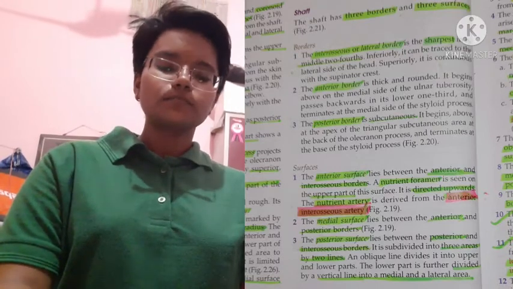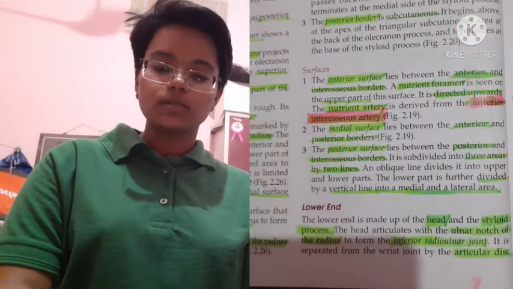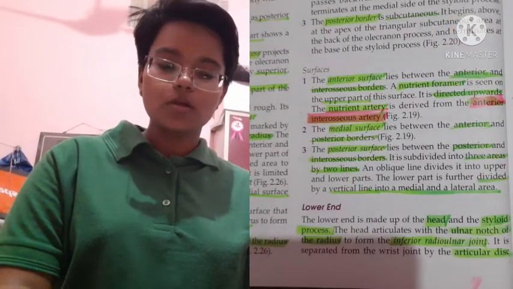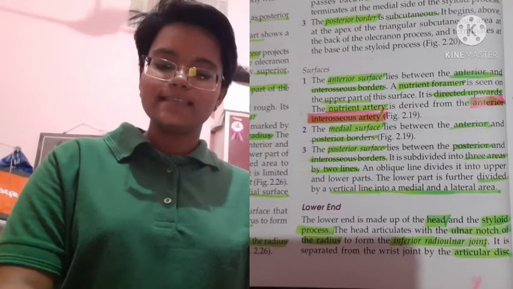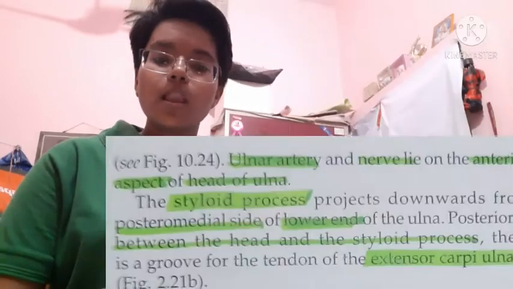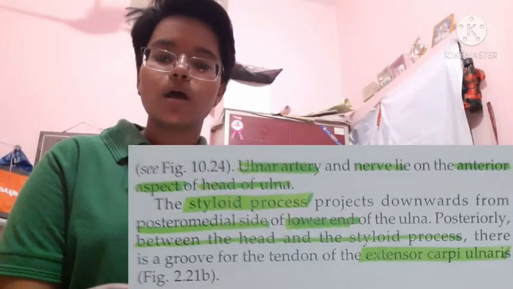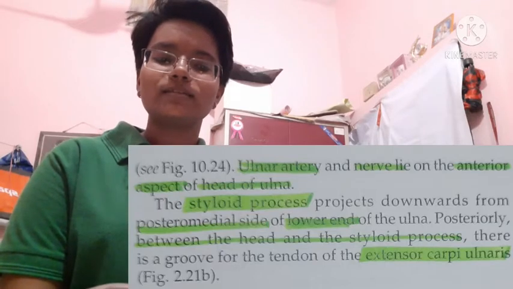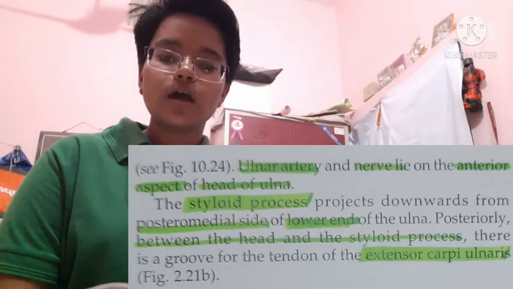Lower end. The lower end is made up of the head and the styloid process. The head articulates with the ulnar notch of the radius to form the inferior radio-ulnar joint. It is separated from the wrist joint by the articular disc. The ulnar artery and nerves lie on the anterior aspect of the head of the ulna. The styloid process projects downward from the posteromedial side of the lower end of the ulna.